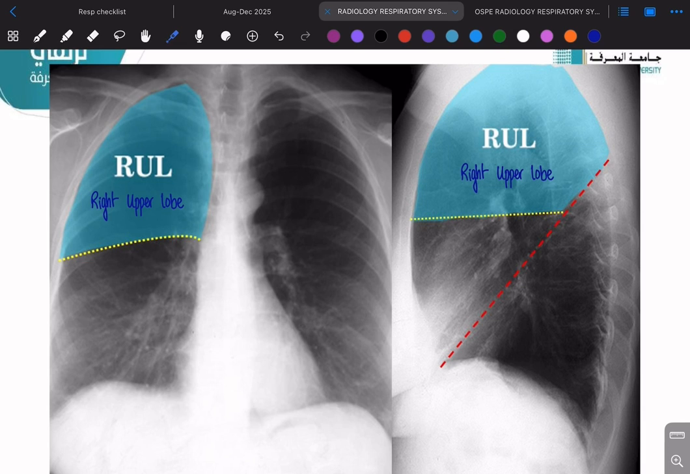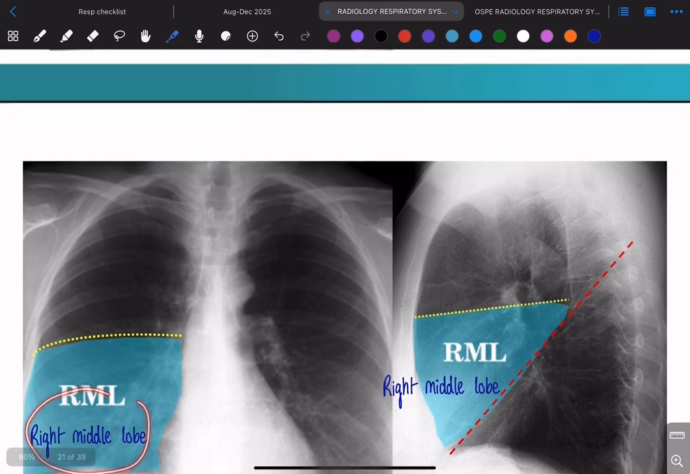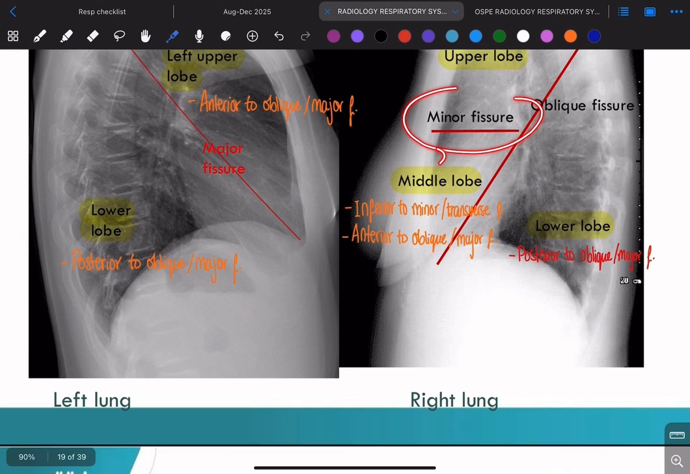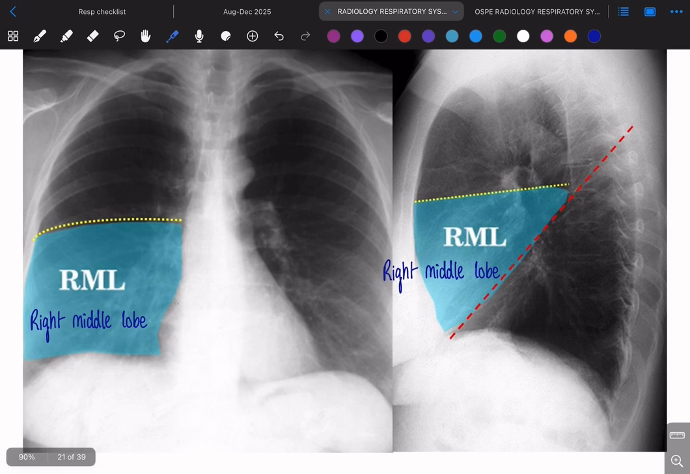Here, same thing here. We said anything anterior to the oblique fissure, superior to the transverse fissure, is going to be also the upper lobe of the right lung or the right upper lobe. Here we can see same thing, underneath the minor fissure is going to be the middle lobe. We said it here. So anything underneath the minor fissure is going to be the middle lobe. Okay? This is in the PA view. But then in the other view, the lateral view, we said anything anterior to the oblique fissure and inferior to the transverse fissure is going to be also the middle lobe. Okay, the middle lobe of the right lung or the right middle lobe.